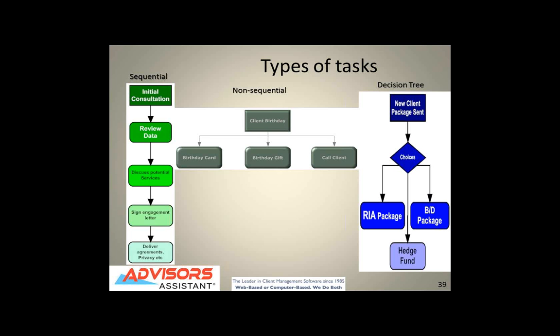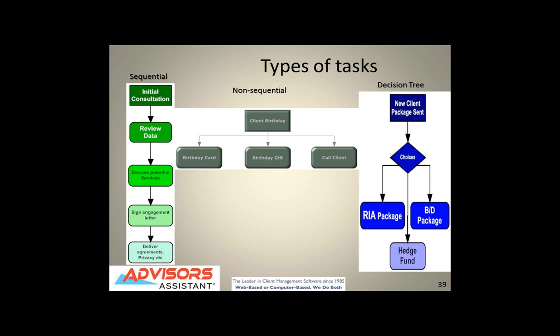Here's these type of tasks again so you can get an idea of what I'm talking about. Sequential is one right after another. The conclusion of one step leads to the next, and so on and so forth. Non-sequential might be that a client birthday, as an example here, might only be sent a birthday card. Other clients, maybe a client gets a birthday card, a birthday gift, and also a phone call, so on and so forth. It's all dependent on who the client is or what you're doing.